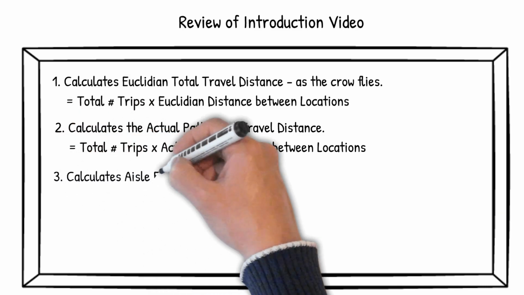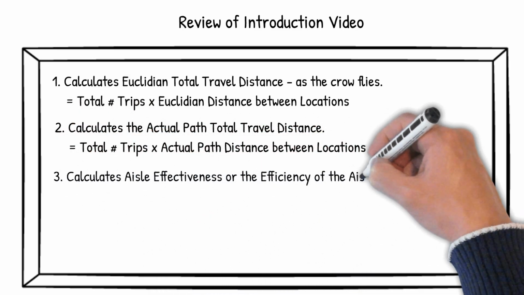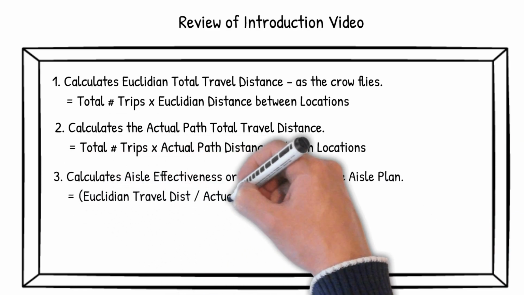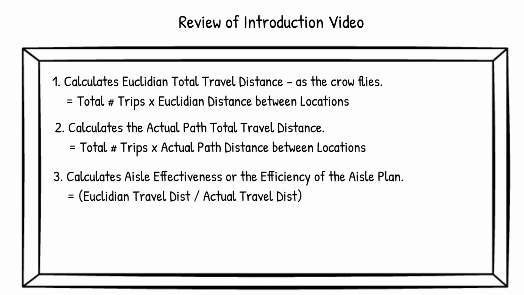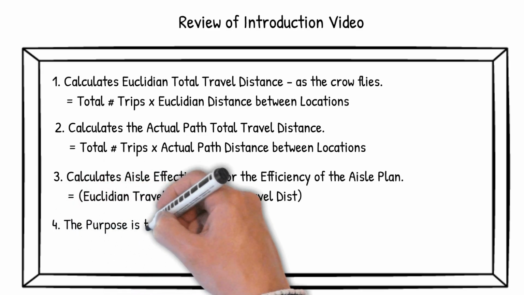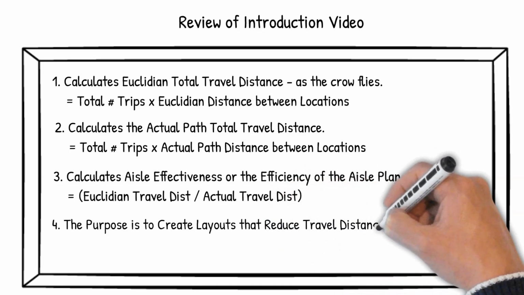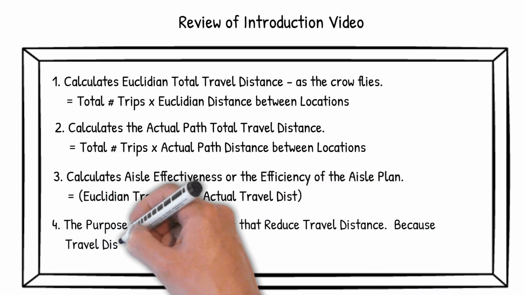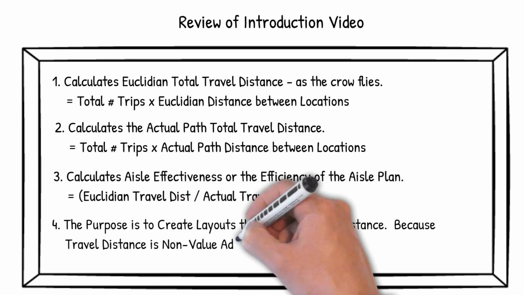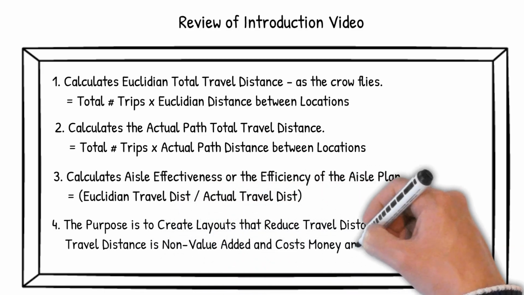It also calculates the aisle effectiveness, which measures how efficient the layout is at getting products, people, and material from where they are to where they need to be. The reason it is important to reduce travel distance is because it costs time and money to move products, material, and people, and it is considered non-value added. It is time and money that could be spent doing value-added activity.